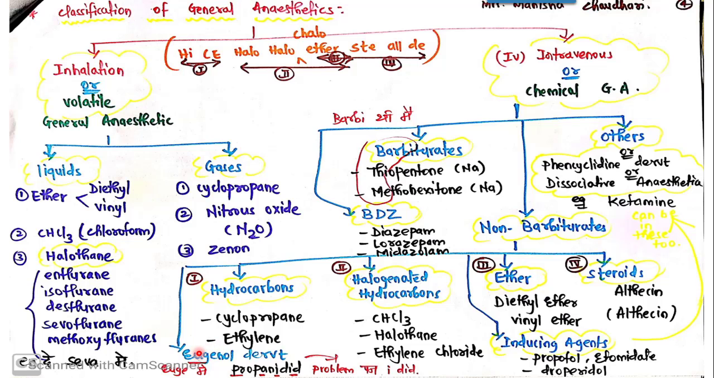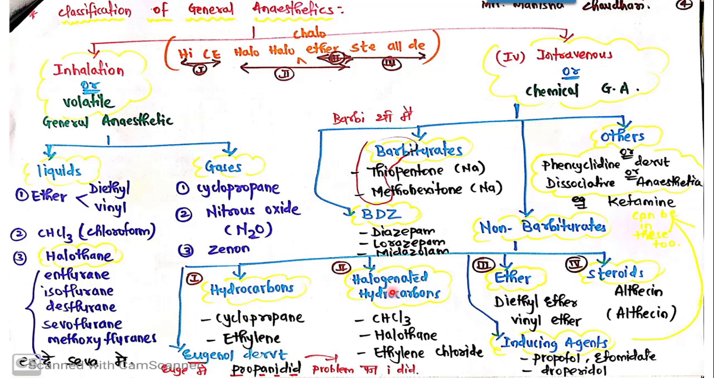Undergraduation is always difficult. So eugenol derivative, UG mein problems hai, matlab bahut difficult hai, problems hai. But I did. So eugenol derivative, UG mein problems hai, but I did. So eugenol derivative is propanidid.